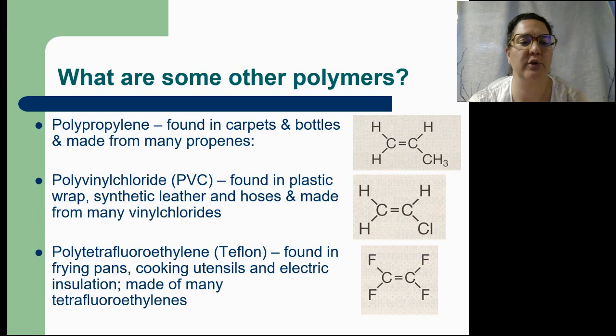Some other polymers include propylene, which is found in carpets and bottles, polyvinyl chloride, PVC, which is found in plastic wrap, synthetic leather and hoses, which is where we have a double bonded carbon with a chlorine atom, and polytetrafluoroethylene or Teflon, which is found in frying pans, different cooking utensils, and electric insulation, which is made of many tetrafluoroethylenes. So there's carbons double bonded with four fluorines.